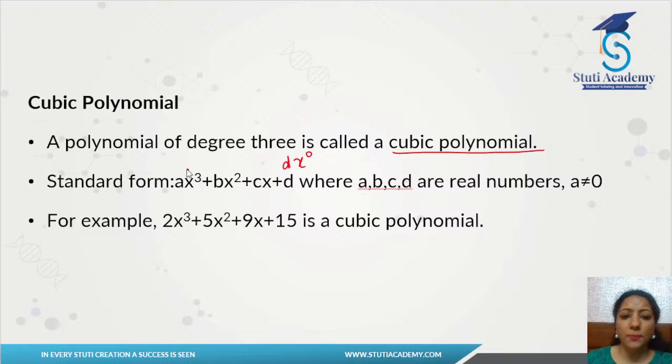A is not equal to 0 because we have to retain this x cube term since we are talking about a cubic polynomial. Now an example for a cubic polynomial is also given to you here. We have 2x cube plus 5x square plus 9x plus 15. It's a cubic polynomial.